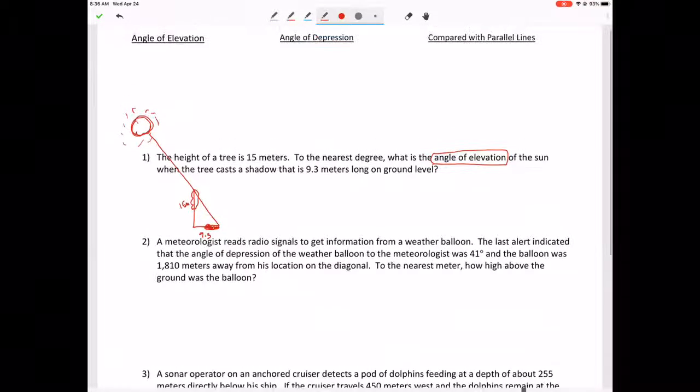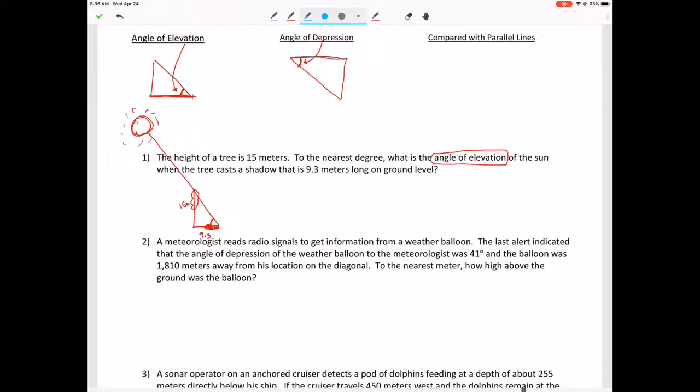So angle of elevation, if we do the same kind of triangle here, is the angle that goes between the horizontal and the hypotenuse. So this would be the angle of elevation. Depression would be where we have the horizontal and the angle here. That would be our angle of depression. For this problem, this would be our angle of elevation, and that's what we're trying to find.